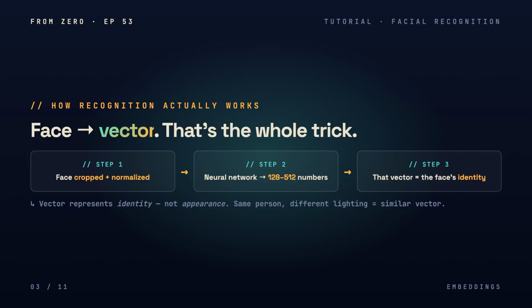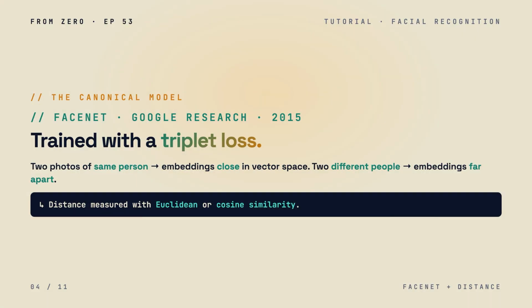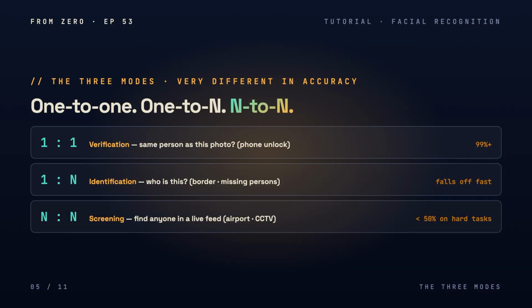How recognition actually works. Step 1, the face is cropped and normalized. Step 2, a neural network turns it into a vector, usually between 128 and 512 numbers. That vector is called the face embedding. It represents the face's identity, not its appearance. The classic model, FaceNet, from Google Research, 2015, is trained so that two photos of the same person have embeddings that are close together in vector space, and two different people have embeddings far apart, with distance measured by Euclidean or cosine distance.